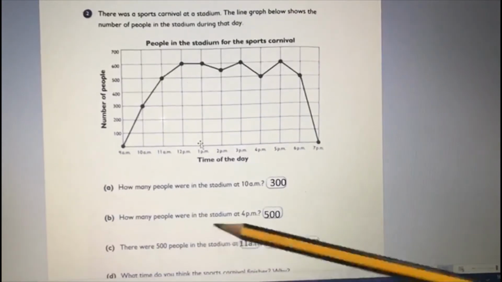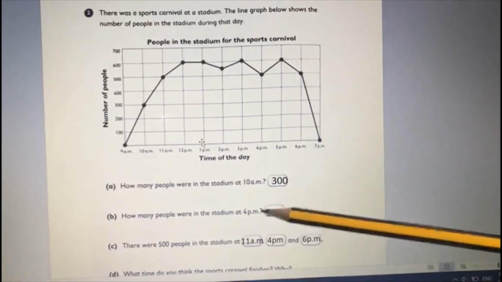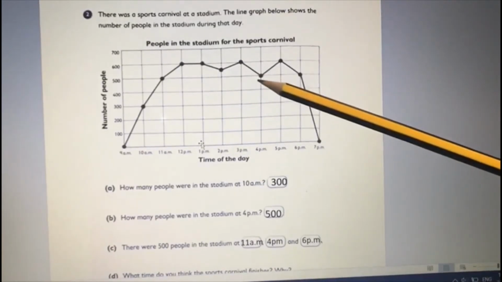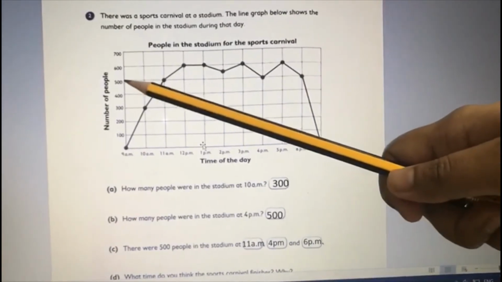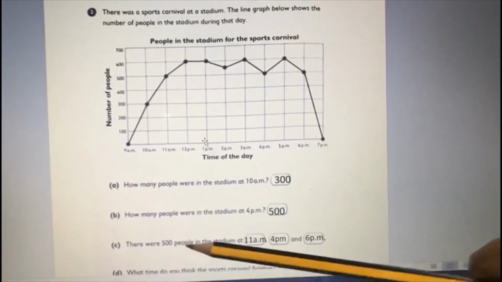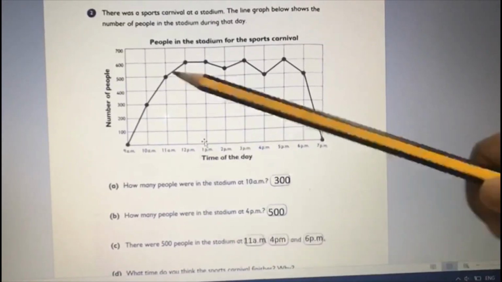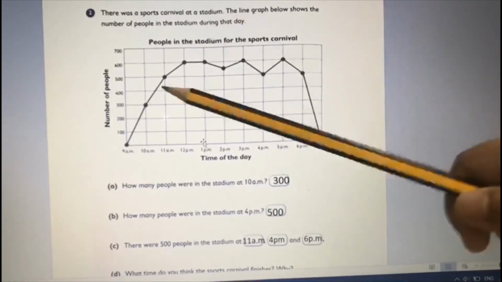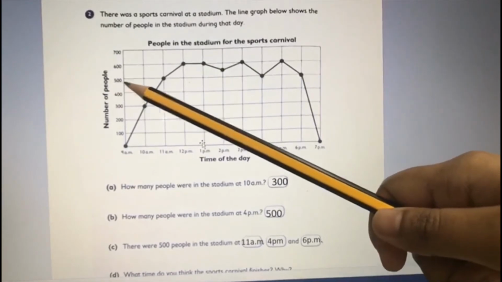Now how many people were in the stadium at 4 p.m.? See, this is 4 p.m. See the dot here, it goes straight to here. That means 500 people were there. Then at what times were there 500 people in the stadium? You can see the timings, 500 people.